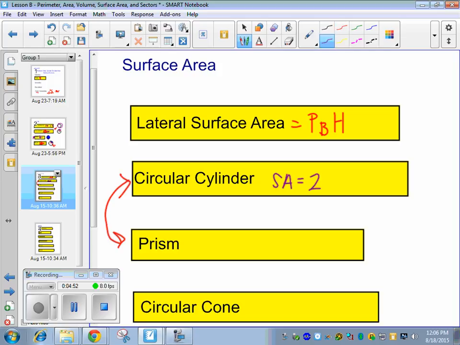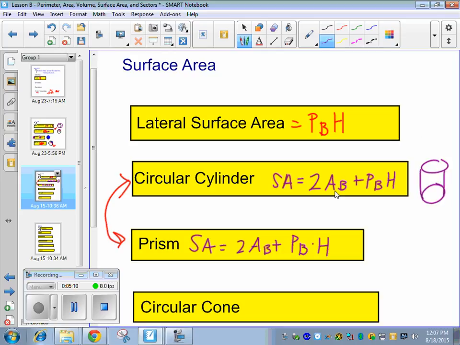Dominic? Very good. Exact same thing, except if you're doing a circular cylinder, when you use the formula, what do you plug in for area of the base? What shape is the base? Circle. So you would do pi r squared, right? And for perimeter of the base, it's a circle, so you would do 2 pi r, or d pi, right?